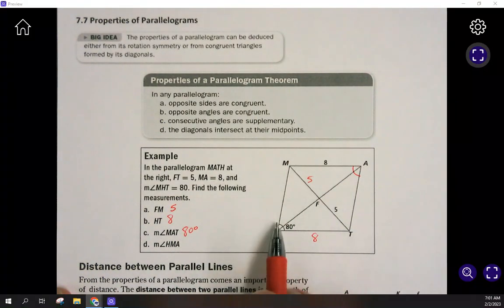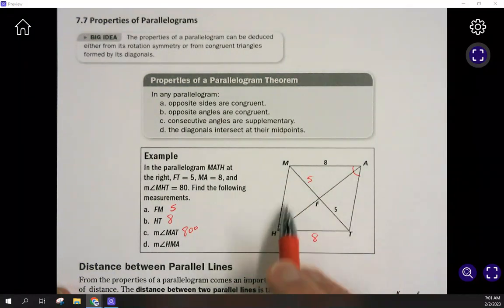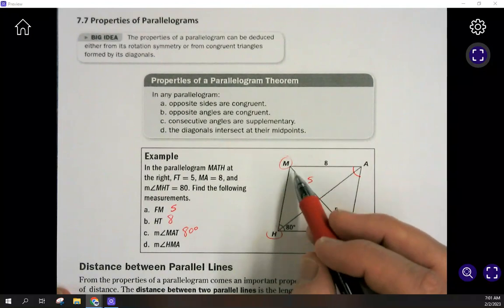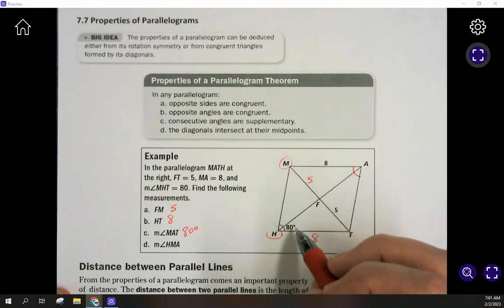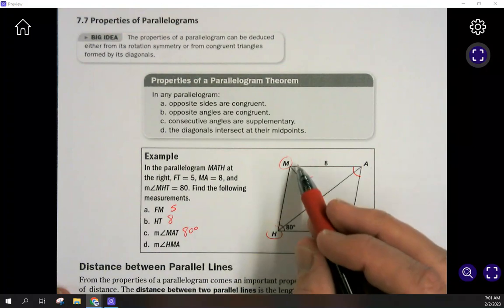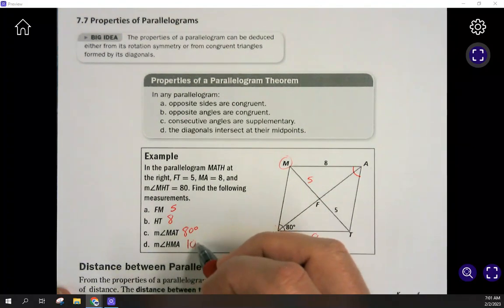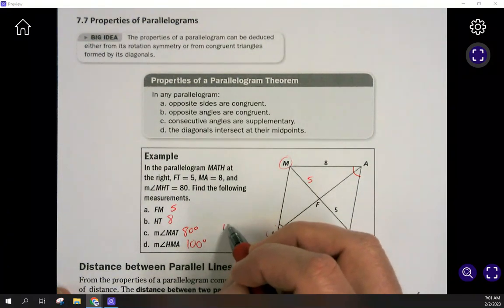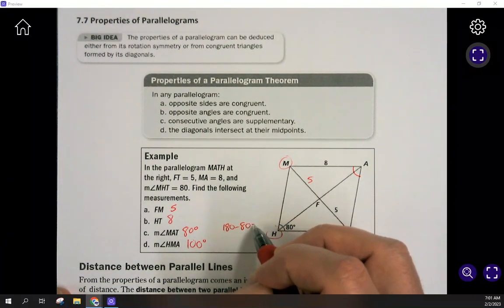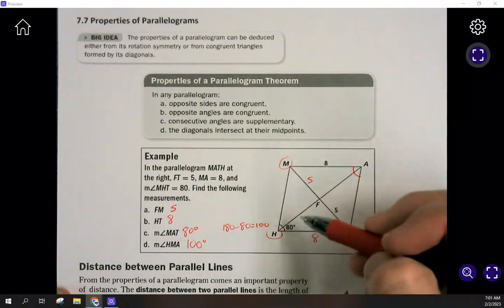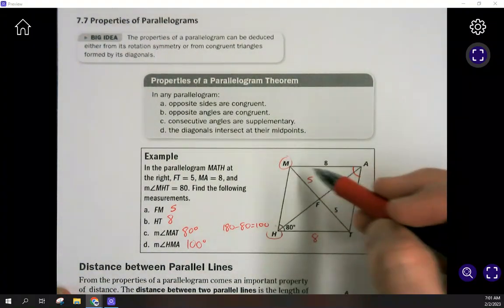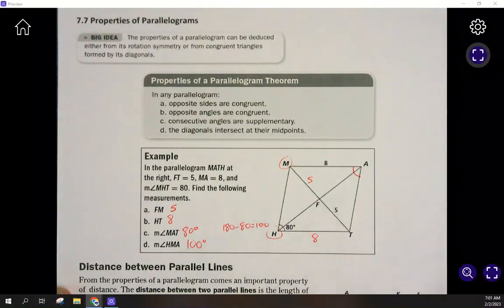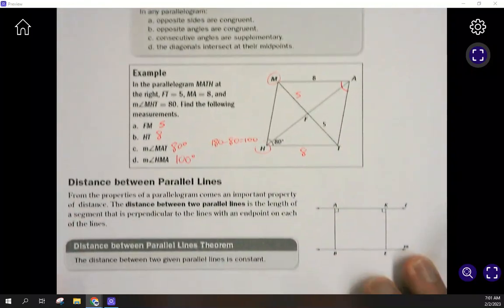And then the angle HMA, these would be considered consecutive angles, this one and this one. So if this is 80, this one has to be supplementary with it, so add up to 180 degrees. So if that's 80, this must be 100 degrees. And if you want to show that, so when you look back, you can see it, it's 180 minus this 80. So these two consecutive angles all the way around, whether it's these two or these two or these two, they're going to be supplementary. They're going to add up to 180.